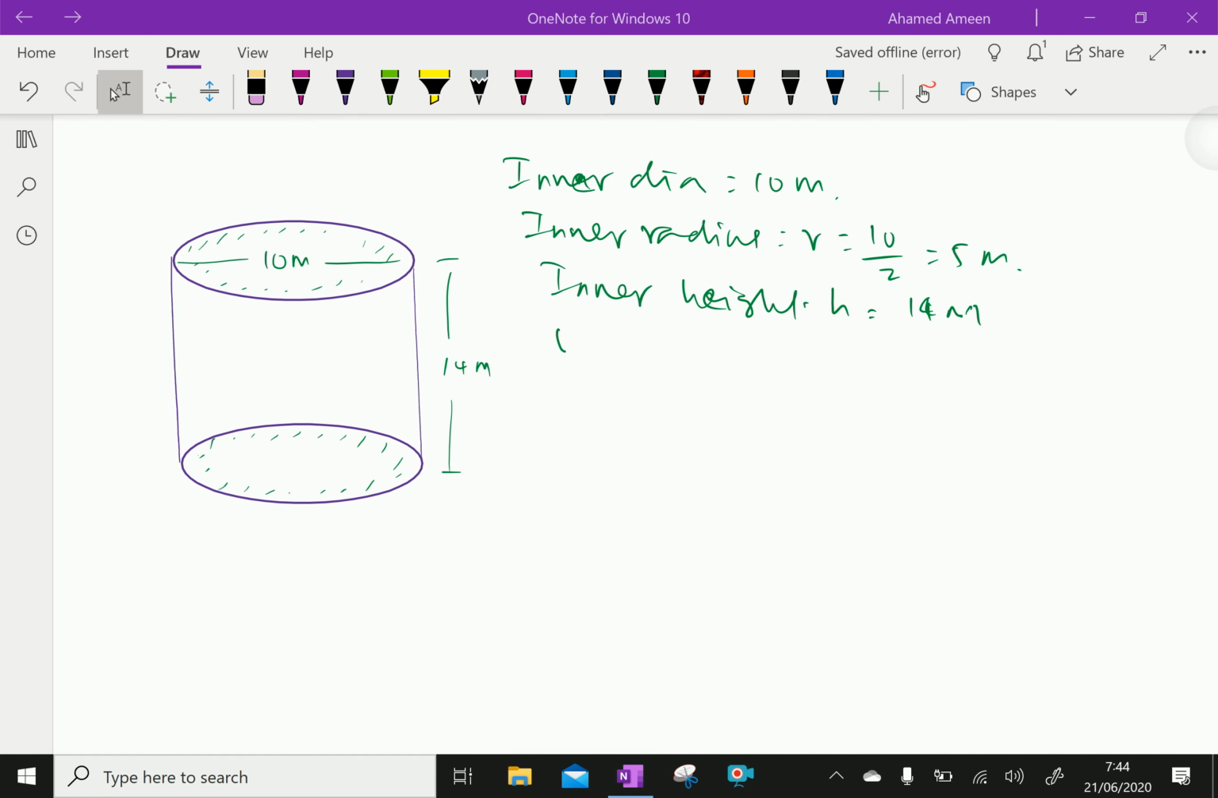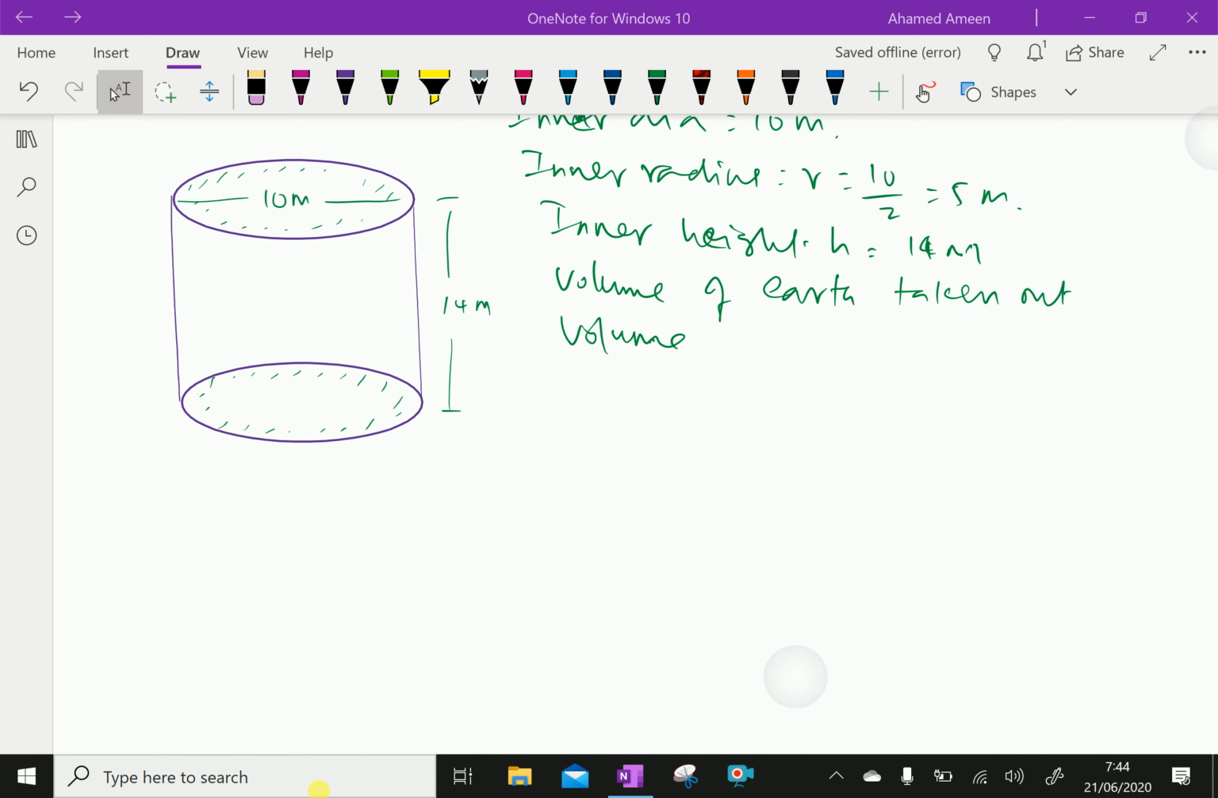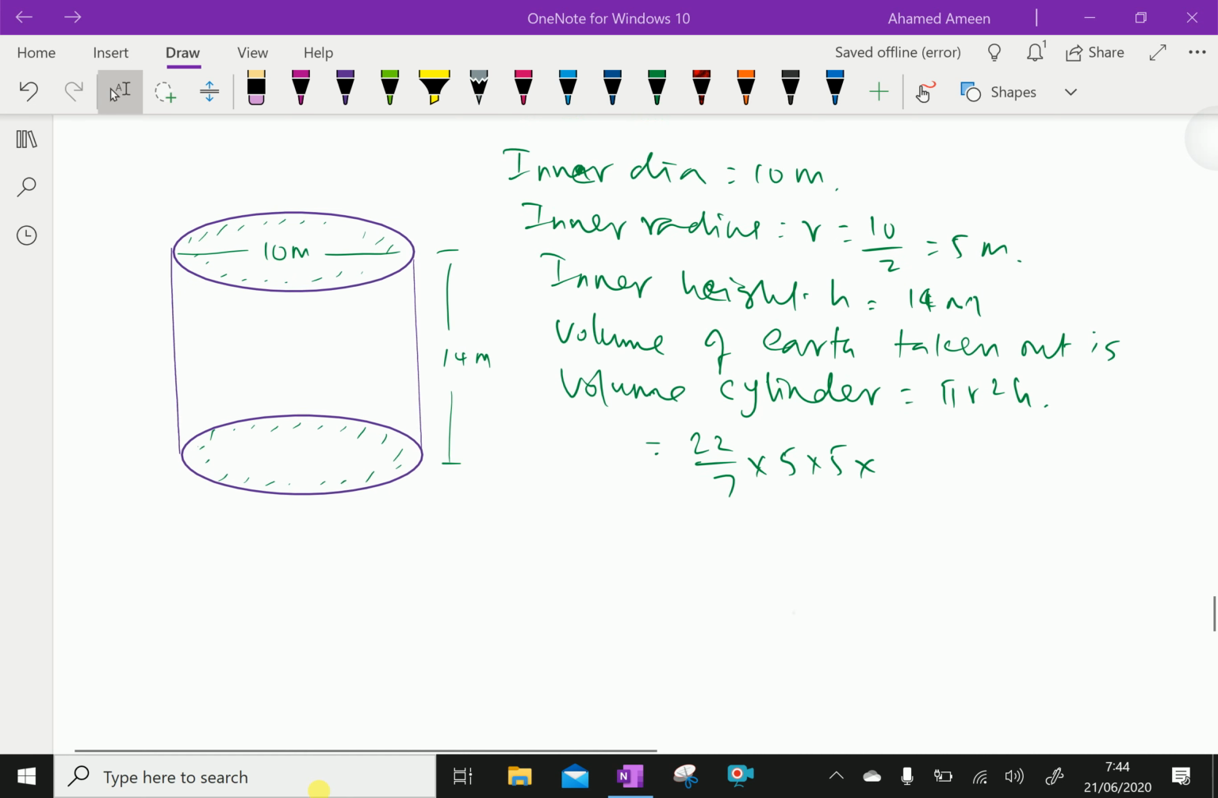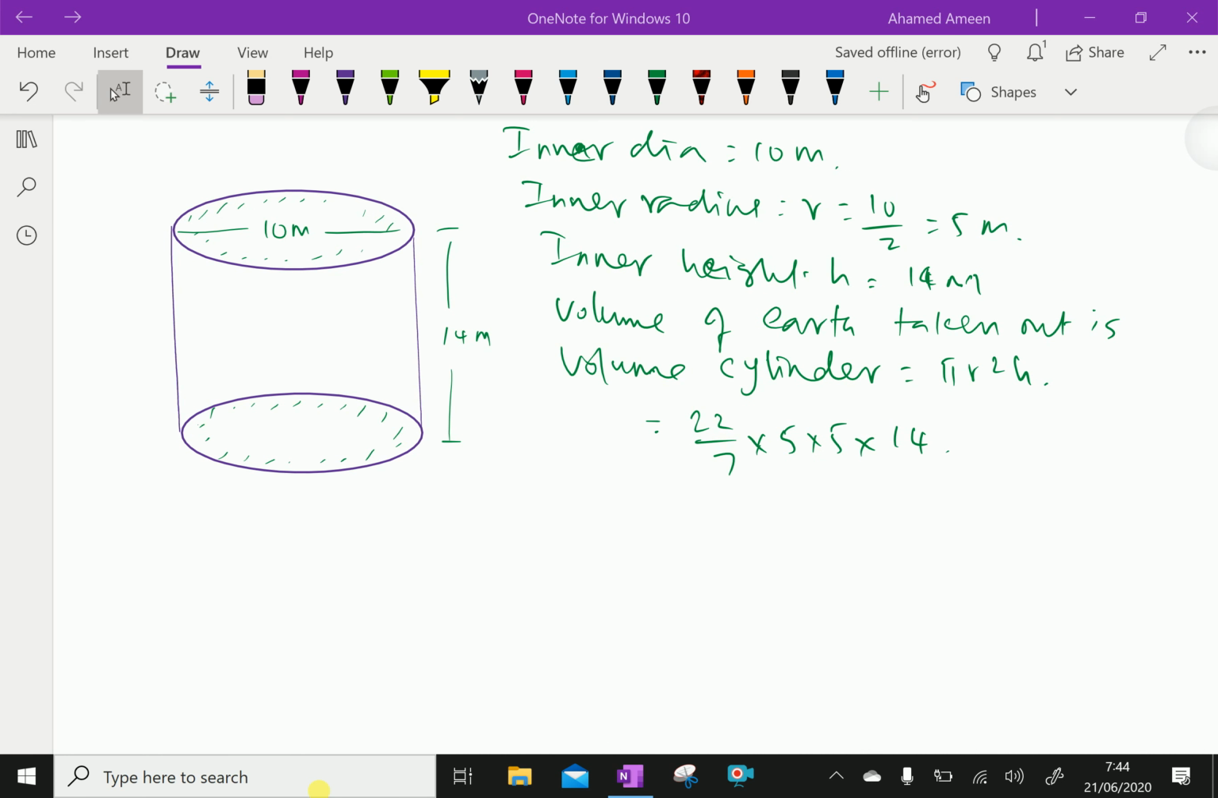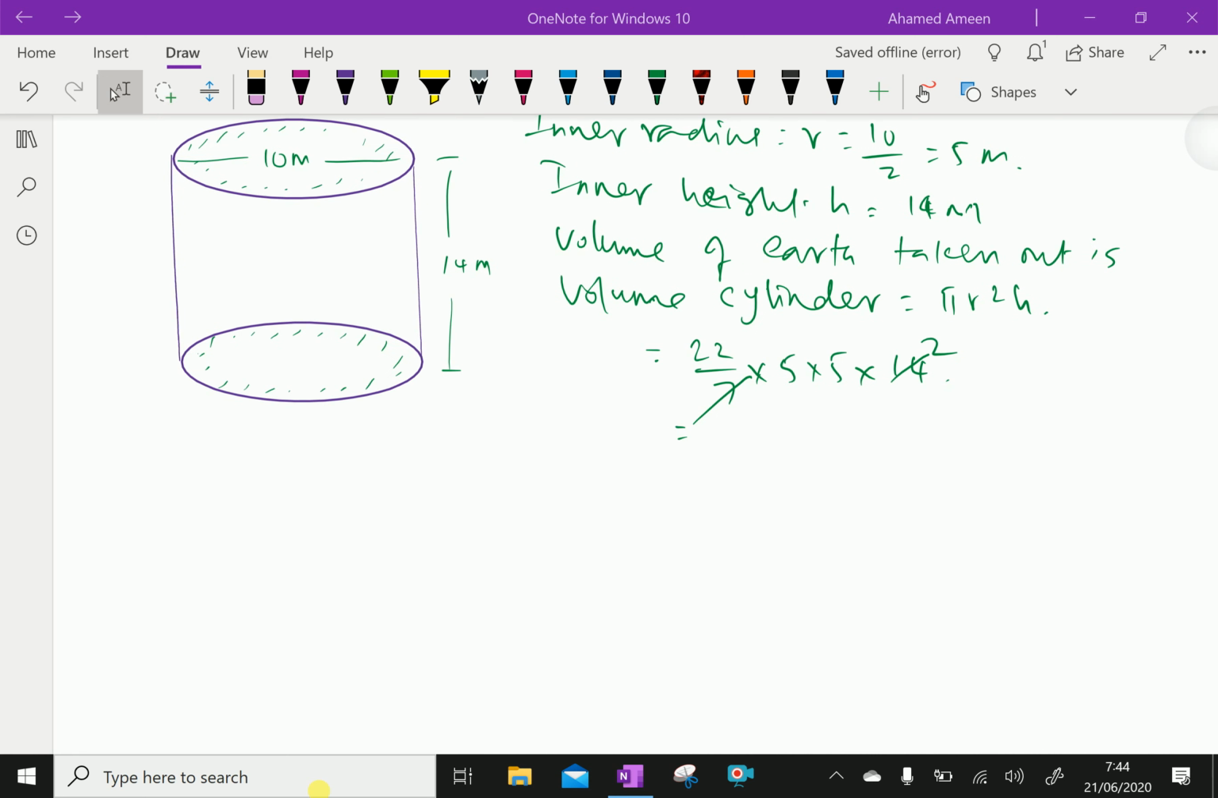Now volume of earth taken out is the volume of cylinder, pi r squared h, equals 22/7, r is 5 into 5 because r squared, h is 14 meter. So 7 here, 1100 meter cube.